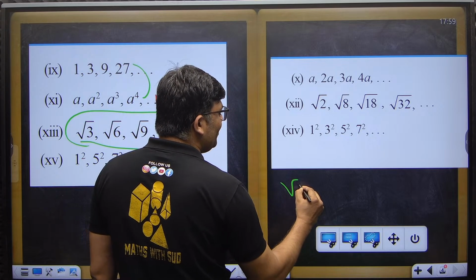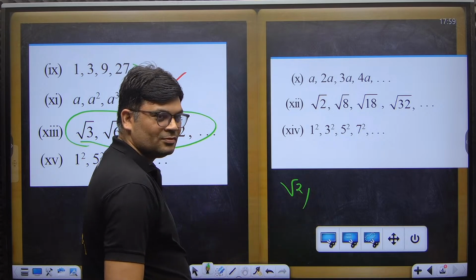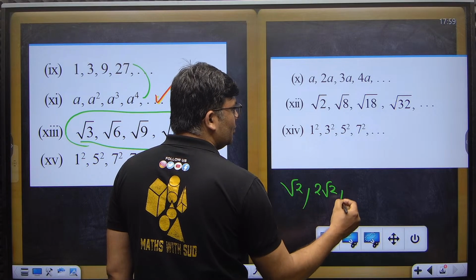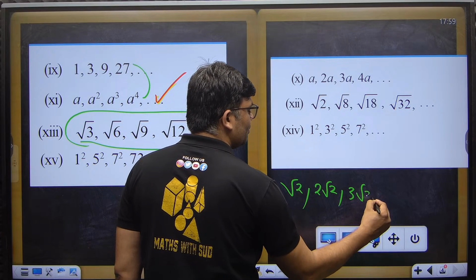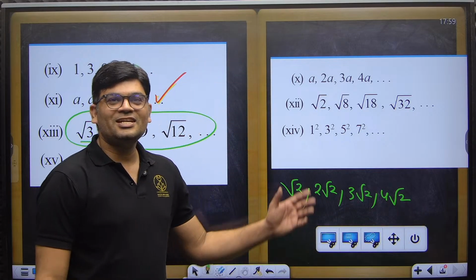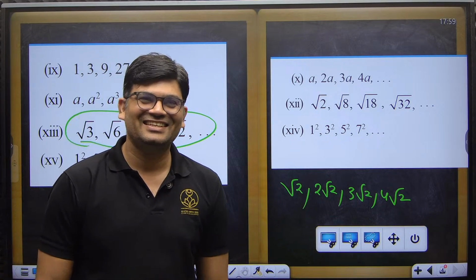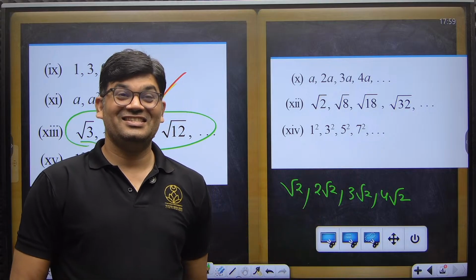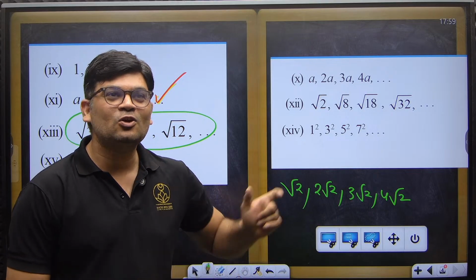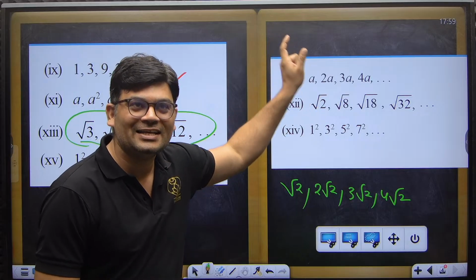Why is it not an AP? What is the first number? What is the second number? 2. Then, what is the third number? What is the next number? Is it not an AP? It is an AP. It is an AP. They will bluff you. You have to be very careful. It looks like it is not an AP, but it is an AP.